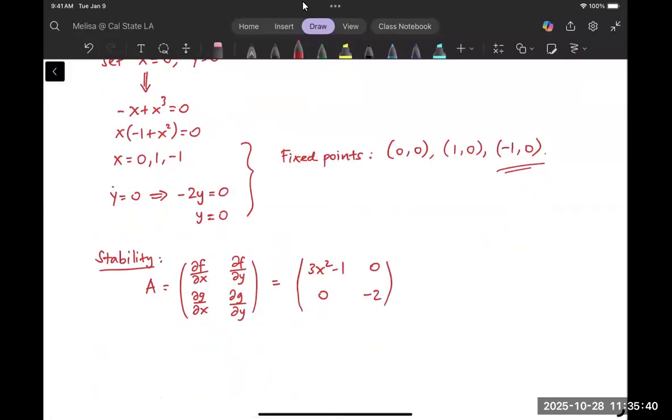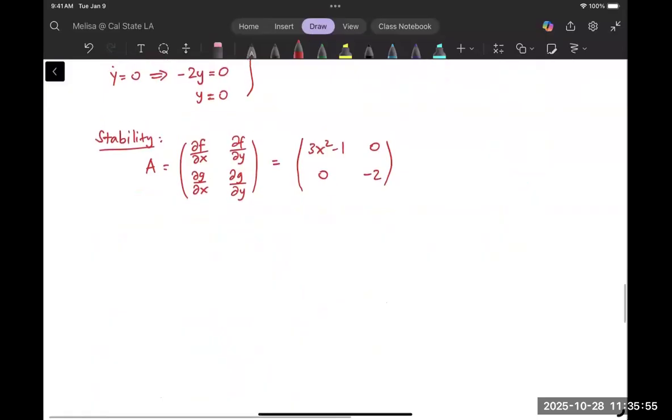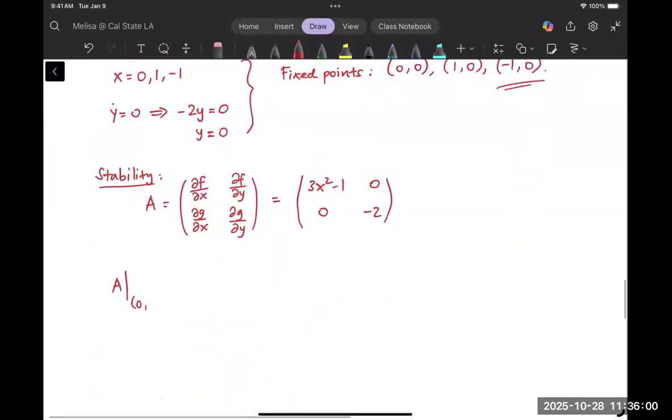Your Jacobian matrix may have some variables in it, but to analyze the stability, you will plug in the fixed point. We got 3 fixed points, so you have to evaluate A at 3 different fixed points. Let's look at the first fixed point, which is 0, 0. That means x and y values are 0. When you plug in 0 for this x, we get minus 1, 0, 0, negative 2. You get that matrix.